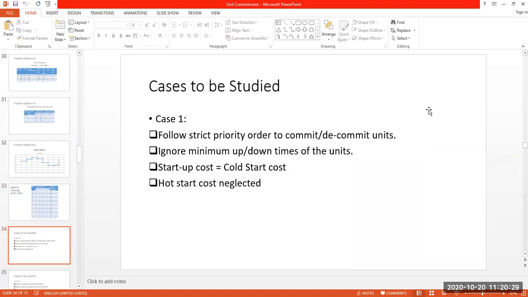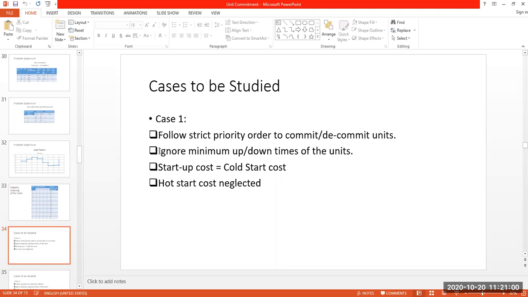Now we talk about the different cases by which we are going to solve this example. From one case to another, we are relaxing some of the constraints, or considering some of the constraints. In case 1, you simply follow the strict priority order for committing or decommitting units. What is the priority ordering scheme? We have already discussed it in today's class.